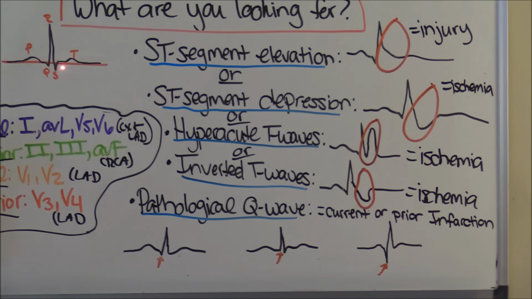So notice it's nice and flat. It's on the isoelectric line. And then you have a little bump of a T wave. It's nice and rounded, not too tall. It's not flipped. So that's perfect. We like that. Now, ST segment elevation, we don't like.